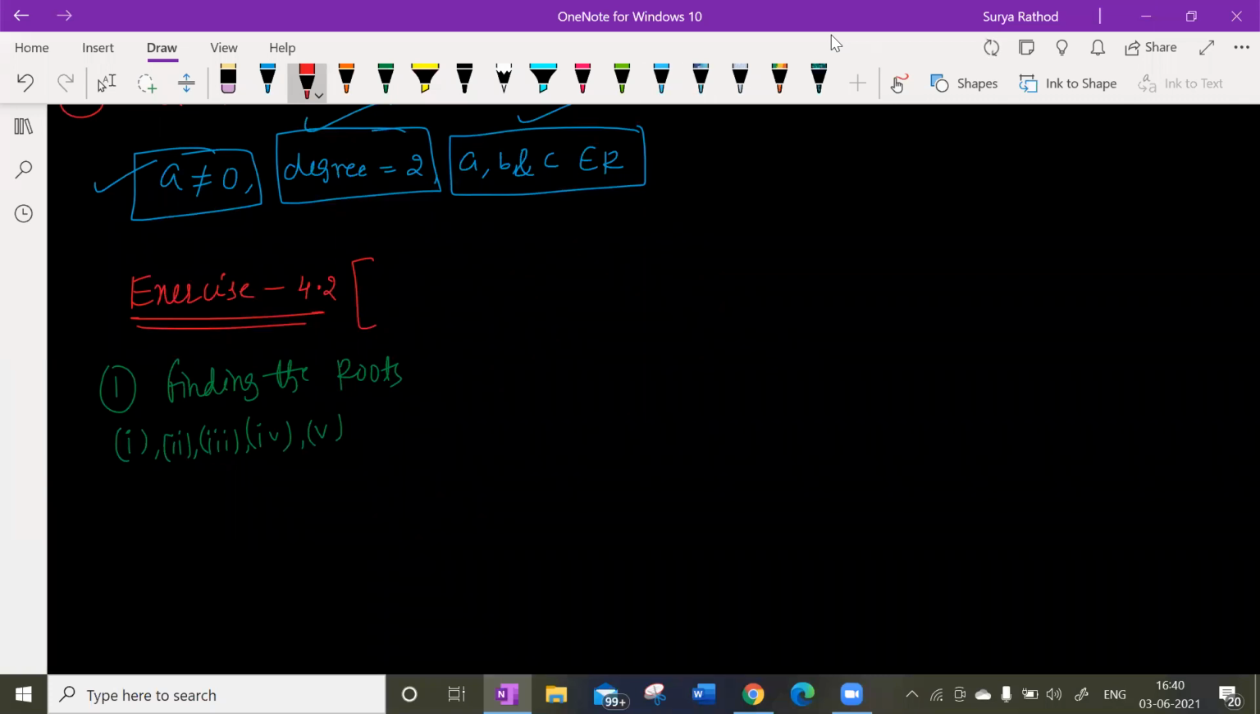Sir, I think you haven't explained the completing the square method. Yes, definitely I will explain. The completing the square method is a very beautiful and very simple concept. I'll tell you the shortcut for the completing the square method. Very simple.